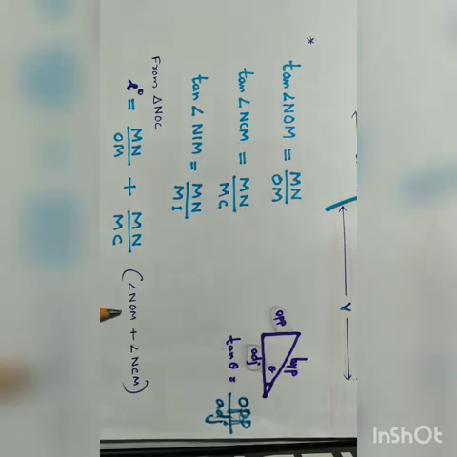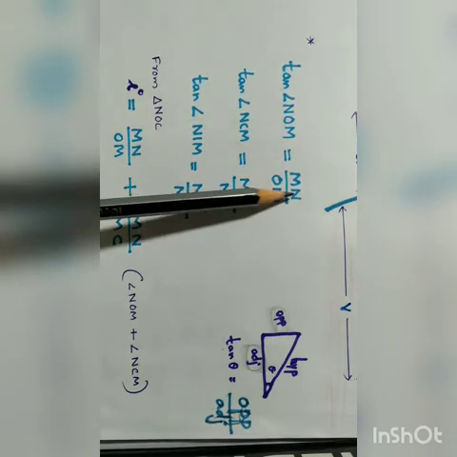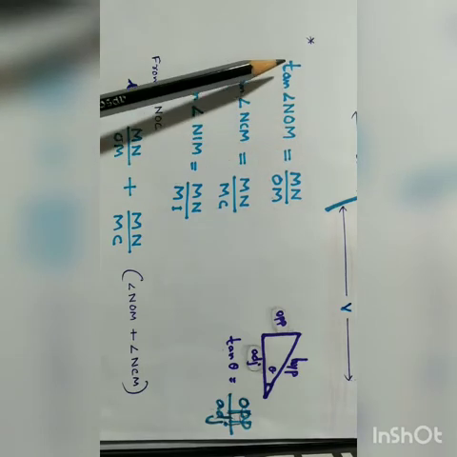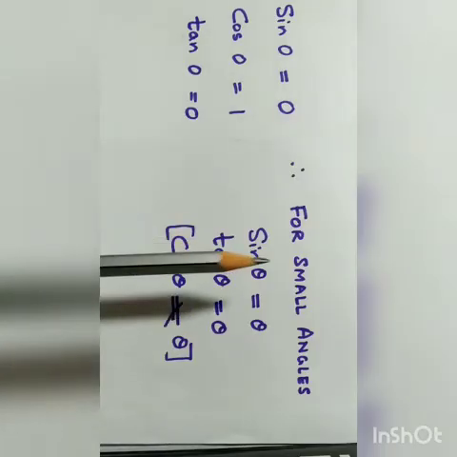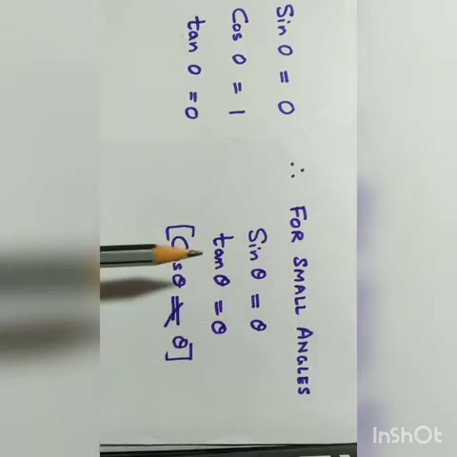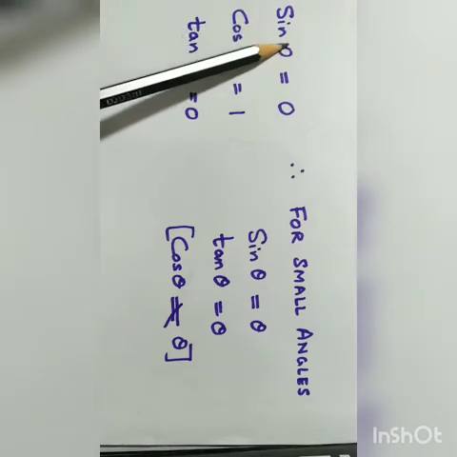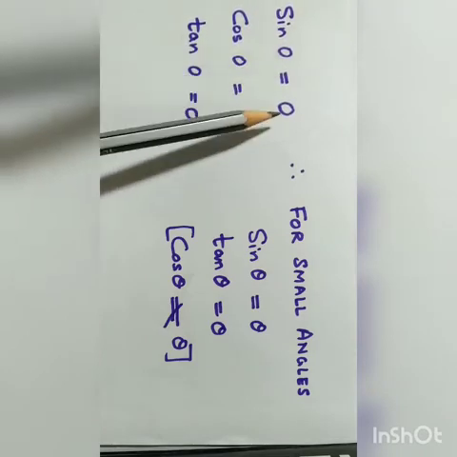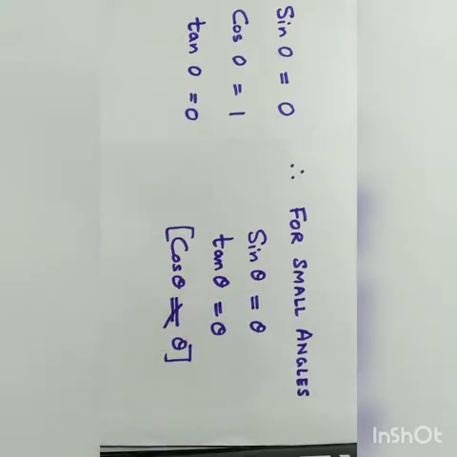But what is angle NOM? We have already studied that tan of angle NOM is equal to MN by OM. But if angle NOM is very small, we can say that tan theta equals theta. This we had already studied. For small angles, sin theta equals theta, tan theta equals theta. This is not applicable to cos theta. When the angle comes very close to 0, since sin 0 equals 0, we can say that for small angles sin theta equals theta. Similarly, tan theta is also equal to theta. This we are applying in our derivation.